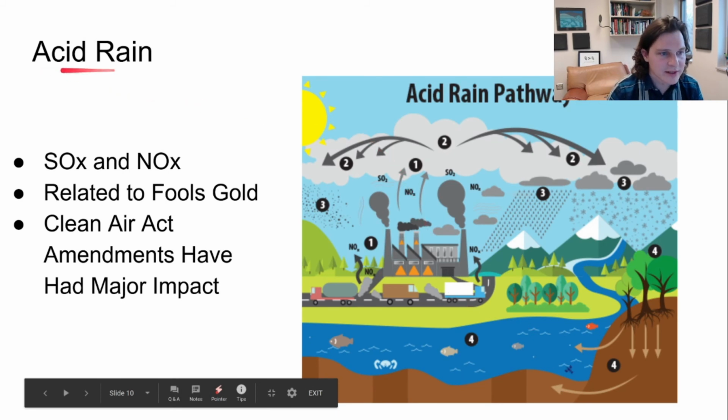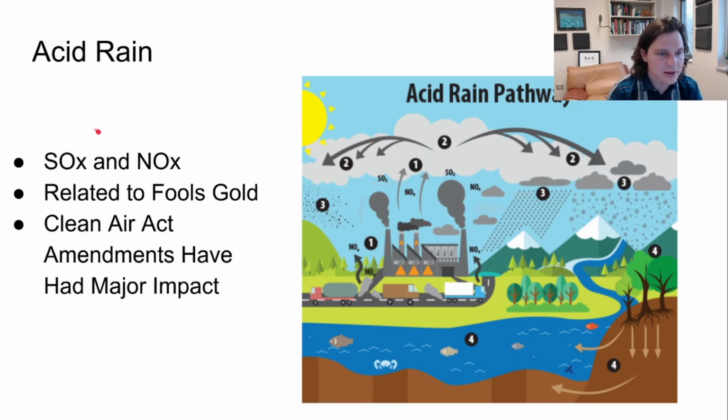Finally, we also have acid rain. So this is the SOx and NOx. We've talked about this already in class. Basically, these are emissions from coal-fired power plants and gas and cars. And again, the source of at least the sulfur molecules is related to fool's gold. So we have a bunch of dissolved sulfur molecules in our coal, and when we burn it that gets volatilized into the air, and then it dissolves into water, and again it forms sulfuric acid in the case of SOx and nitric acid in the case of NOx.